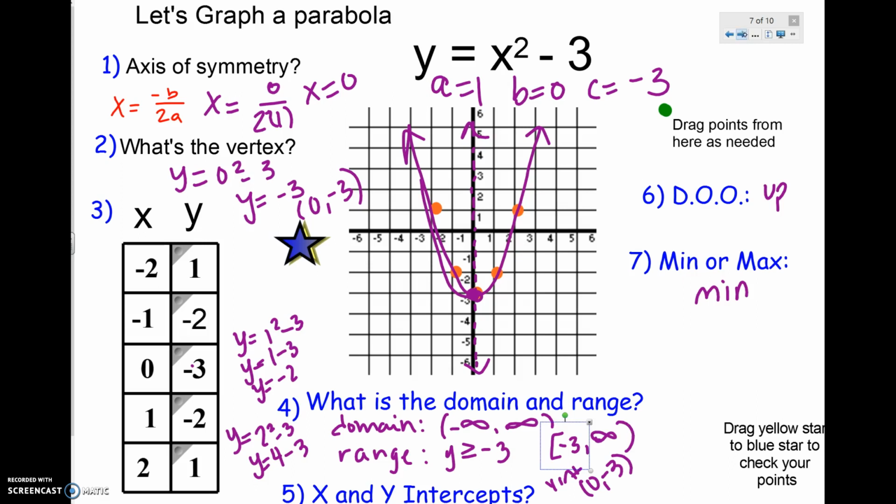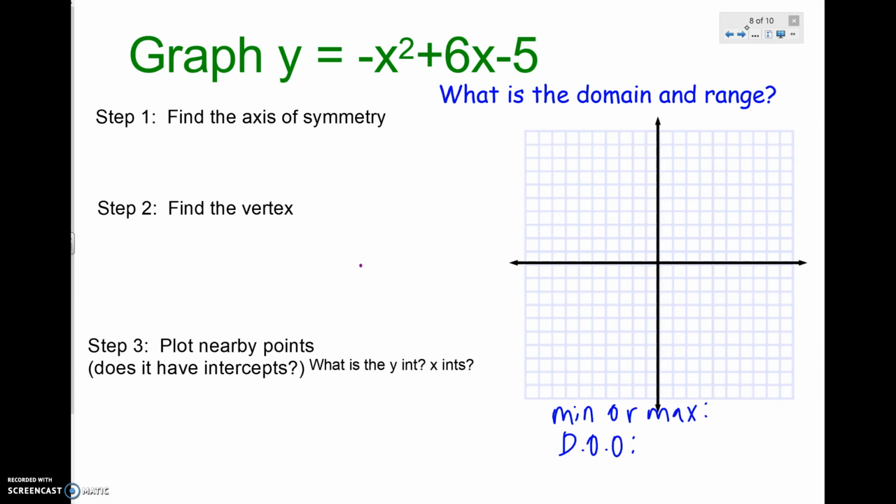Okay, let's look at another example. So this one is interesting because this one actually does have x-intercepts. Though don't forget that you have to take out the -1 GCF in order to factor that. So why don't you go ahead and try this one. Again, find axis of symmetry first, plug it back in to find the vertex, and instead of using a chart for your nearby points, find those intercepts, x and y. Okay, list domain and range, minimum, maximum, direction of opening.